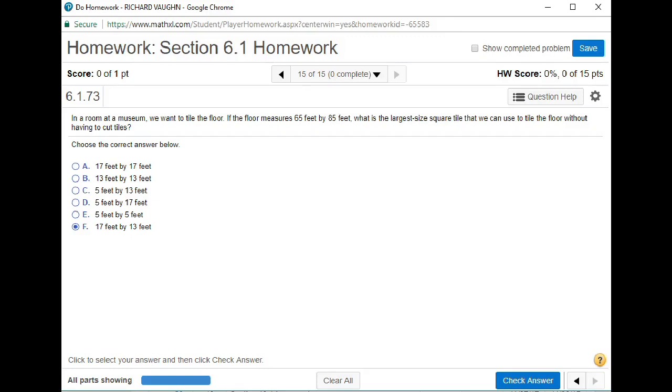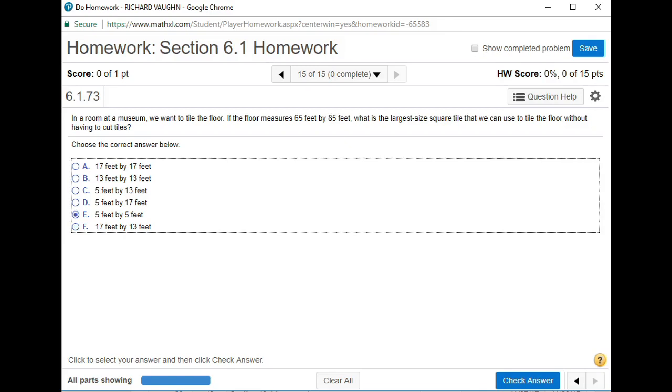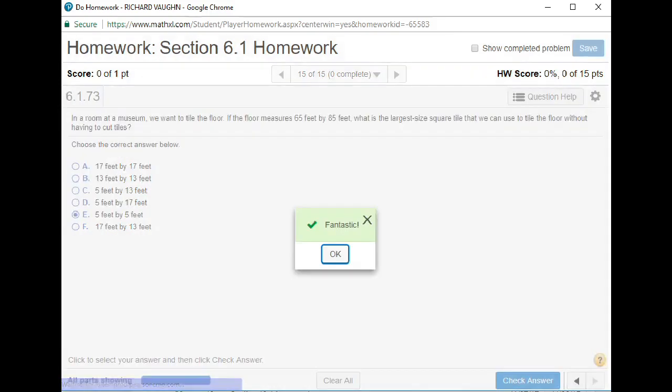So 65 is 5 times 13, and 85 is 5 times 17. The other thing I'm going to point out is that this is the largest size square tile. So we couldn't do something like a 13 by 17 tile. That would work for tiling this entire floor, but it wouldn't be a square tile. So the greatest common divisor between those two numbers, 65 and 85, is actually just 5. So I think the answer here is we have to do a 5 feet by 5 feet tile.